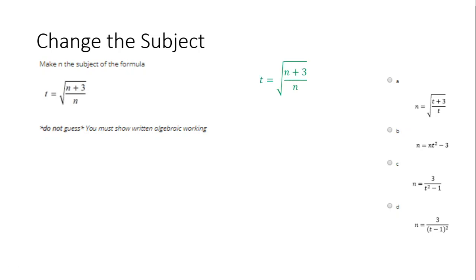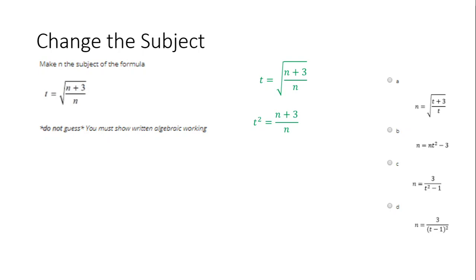The first thing we need to do to liberate the n's, we don't want these n's in fractions, we don't want these n's under square root signs, we want the n by itself and everything else to the other side of the equation. So to get rid of the square root sign first, the opposite of square rooting is squaring, so I'll do t squared is equal to n plus 3 over n. So this side is all the same except for I've gotten rid of the square root sign.